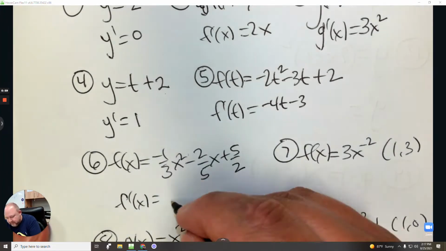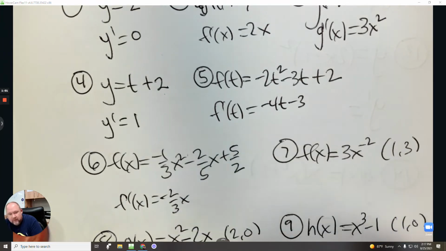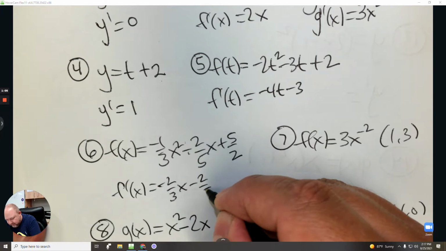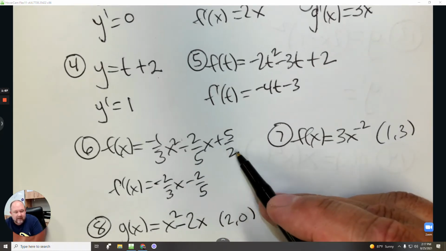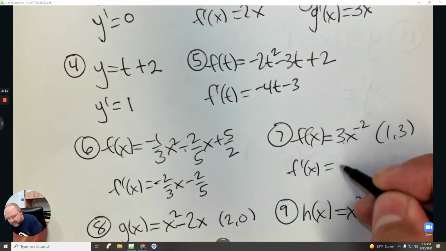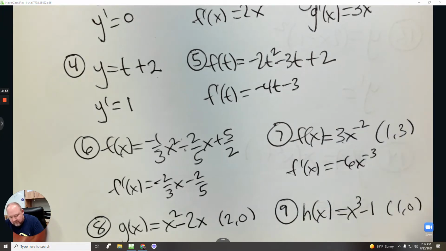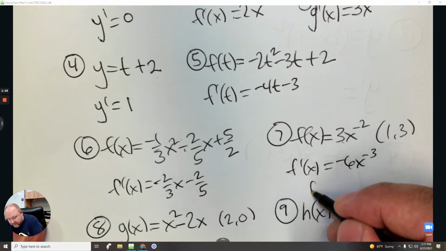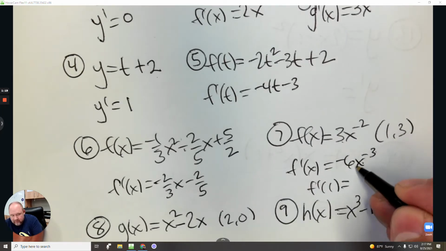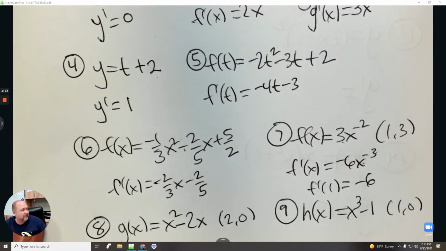2 times negative a third, subtract 1 from the exponent, negative 2/5 x is just negative 2/5, and the derivative of any constant is 0. The derivative here is negative 6, and subtract 1 from the exponent. Then we have to find the derivative at 1. Now 1 to any exponent is 1, so negative 6 times 1 just gives you the answer, negative 6.